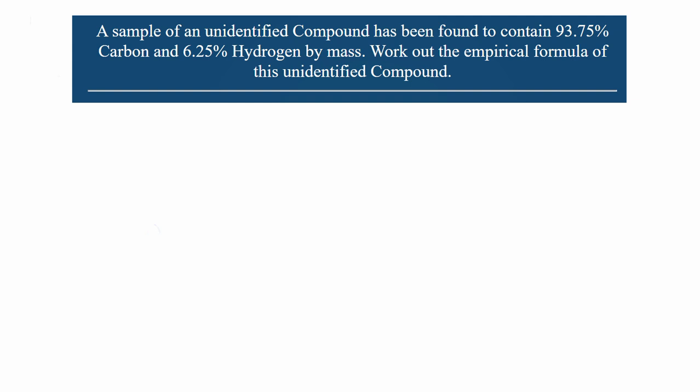Okay, so here we've got an unidentified compound. We've been told it contains carbon and hydrogen. And what we're trying to do is work out effectively the empirical formula of the compound, right? So how am I going to approach this?